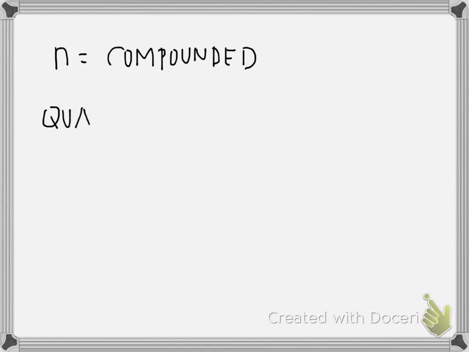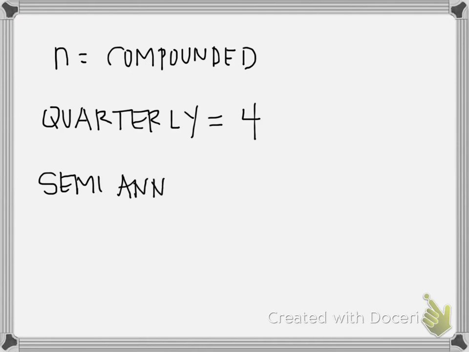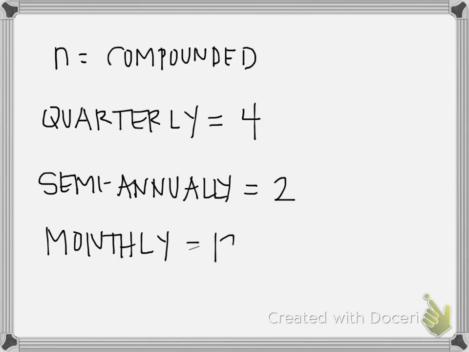Okay, so let's think about what N means. N is how many times compounded. So it's going to tell you that it compounds quarterly. Okay, so if it says quarterly, in a year, what does that mean? How many times is the interest going to be compounded? 4 times per year. If it says semi-annually, that means that it's going to be twice per year. Semi-annually, twice per year. Okay, what if it says monthly? How many months are there in a year? Monthly, there would be 12 months.